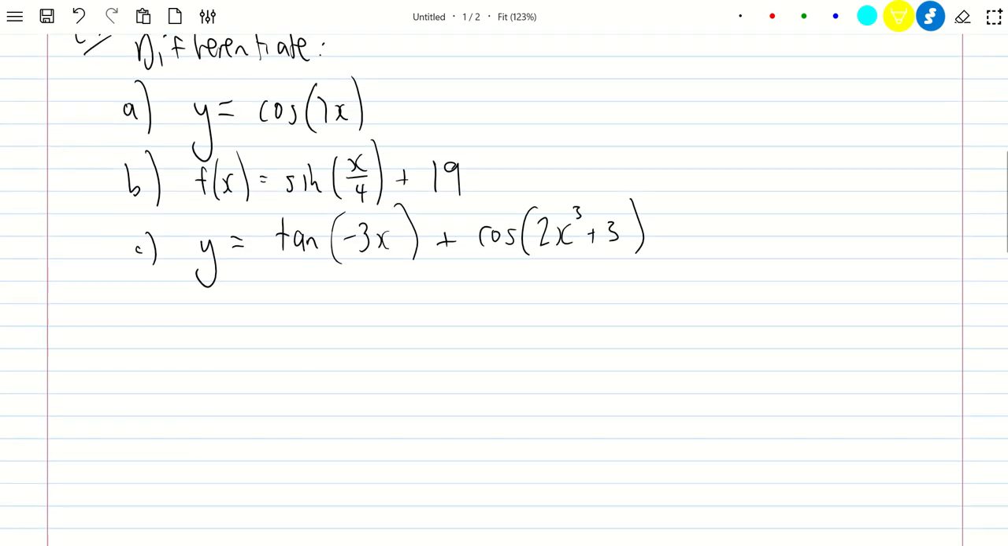Let's have a look at it. Differentiate y equals cos of 7x. Okay, so for part A, the derivative dy/dx is equal to, cos goes to negative sine.